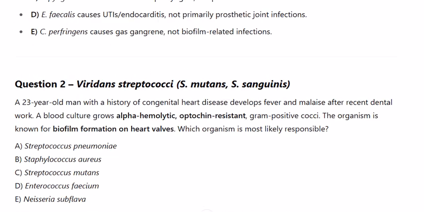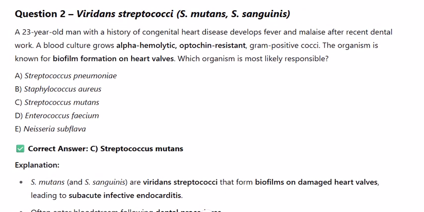Question 2. Viridans streptococci, S. mutans, S. sanguinis. A 23-year-old man with a history of congenital heart disease develops fever and malaise after recent dental work. A blood culture grows alpha-hemolytic, optochin-resistant, gram-positive cocci. The organism is known for biofilm formation on heart valves. Which organism is most likely responsible?